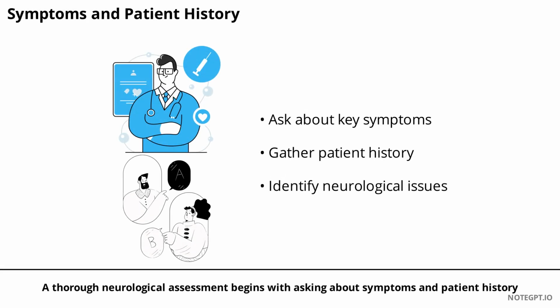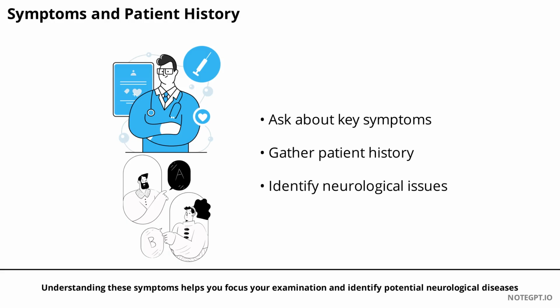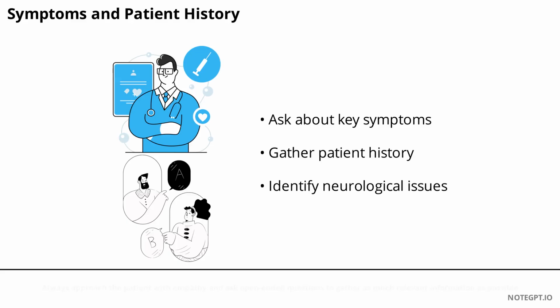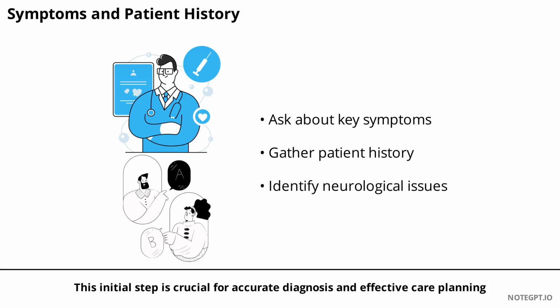A thorough neurological assessment begins with asking about symptoms and patient history. Common neurological symptoms include pain, seizures, dizziness, vertigo, headaches, abnormal sensations, numbness, weakness, unsteadiness, nausea, vomiting, visual disturbances, and altered consciousness. Understanding these symptoms helps you focus your examination and identify potential neurological diseases. Always approach the patient with empathy and ask open-ended questions to gather as much relevant information as possible. This initial step is crucial for accurate diagnosis and effective care planning.